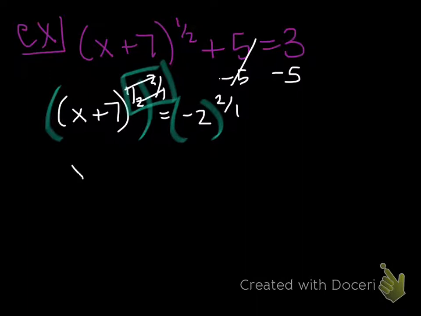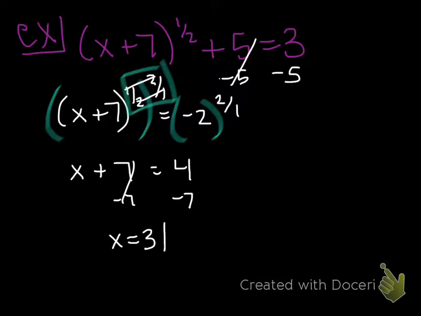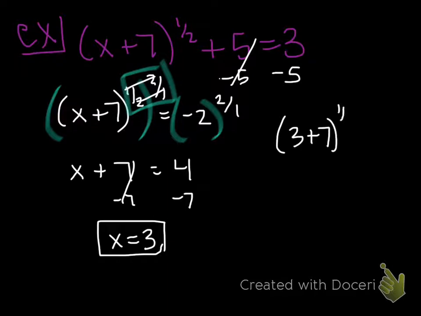So on the left side, I'm left with x plus 7. On the right side, when I do a -2 squared, I will get positive 4. And I subtract 7, and we get x equals 3. Now, you're going to notice that the directions say check for extraneous solutions. So we will have to do the check. So when I plug this in, I have 3 plus 7 raised to the 1/2 power.